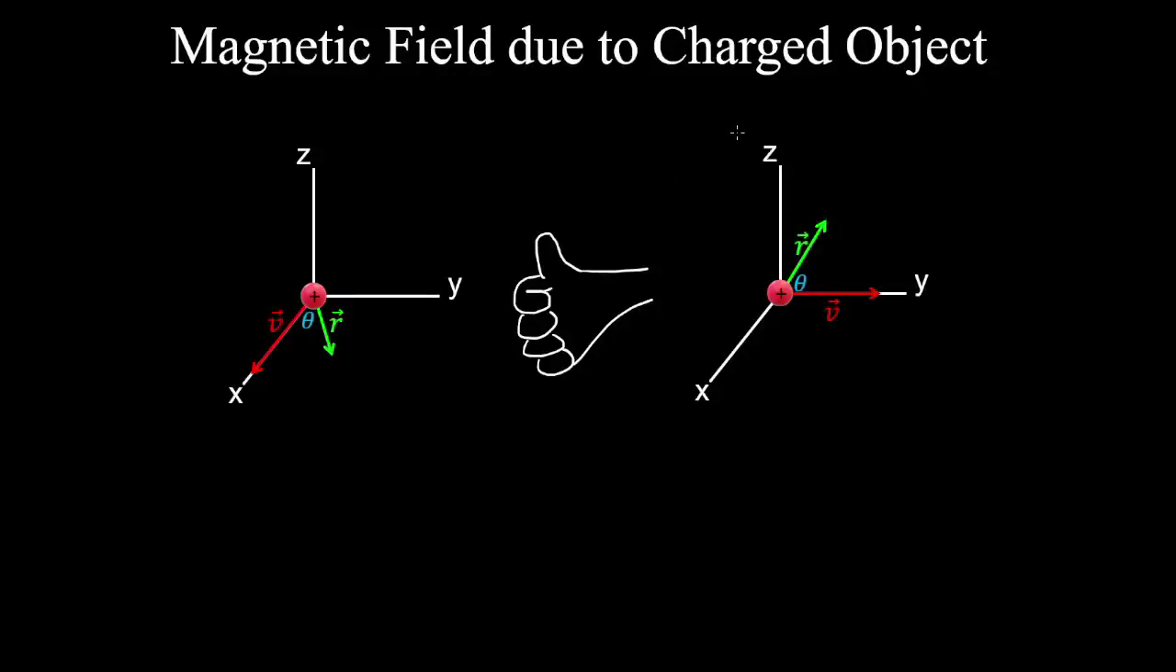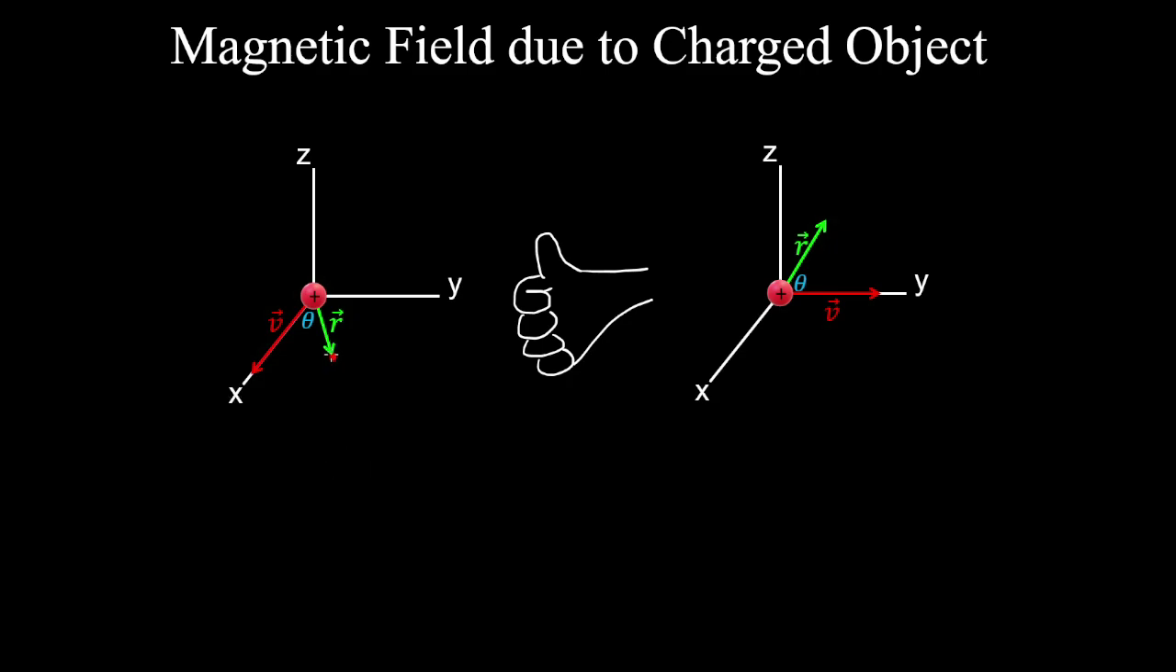A single moving charged object creates a magnetic field. So let's suppose we're looking at some particular point at a distance r from the charge, with the position vector from the charge to this point being denoted r, and the charge is travelling at some velocity along the x-axis.